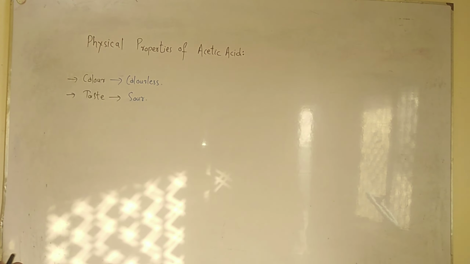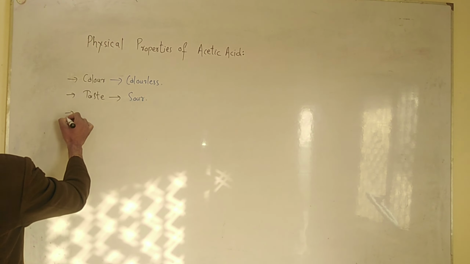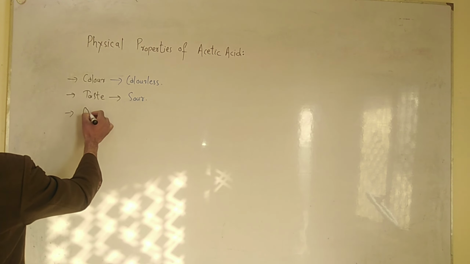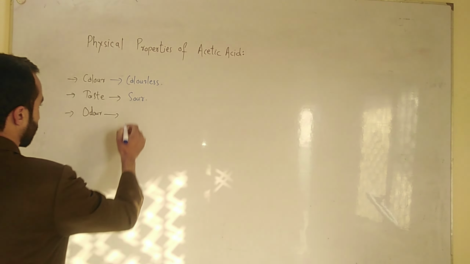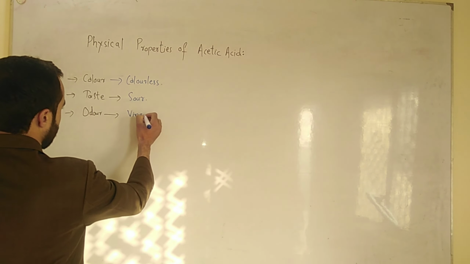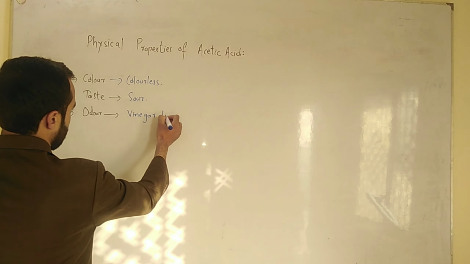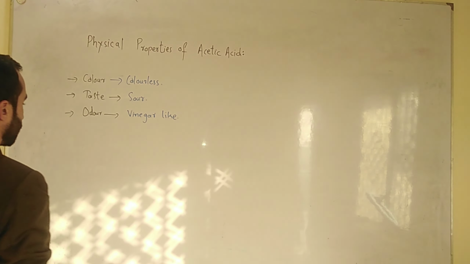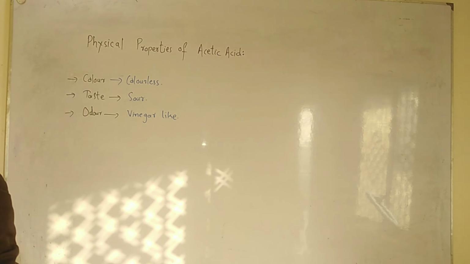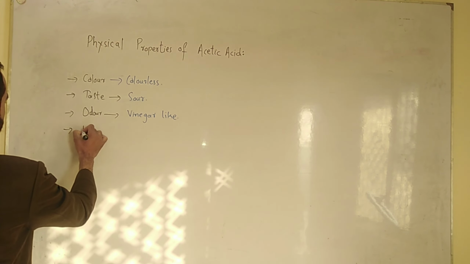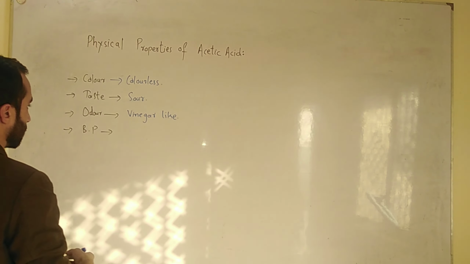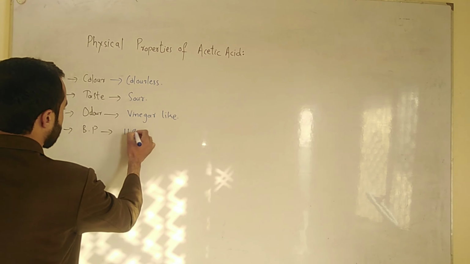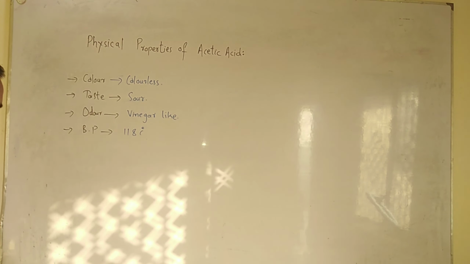The third physical property of acetic acid is its odor. Odor means its smell. So we say that its odor is vinegar-like. It has a vinegar-like odor. Then comes its melting point and boiling point. First of all, its boiling point. The boiling point of acetic acid is, remember, 118 degrees centigrade.